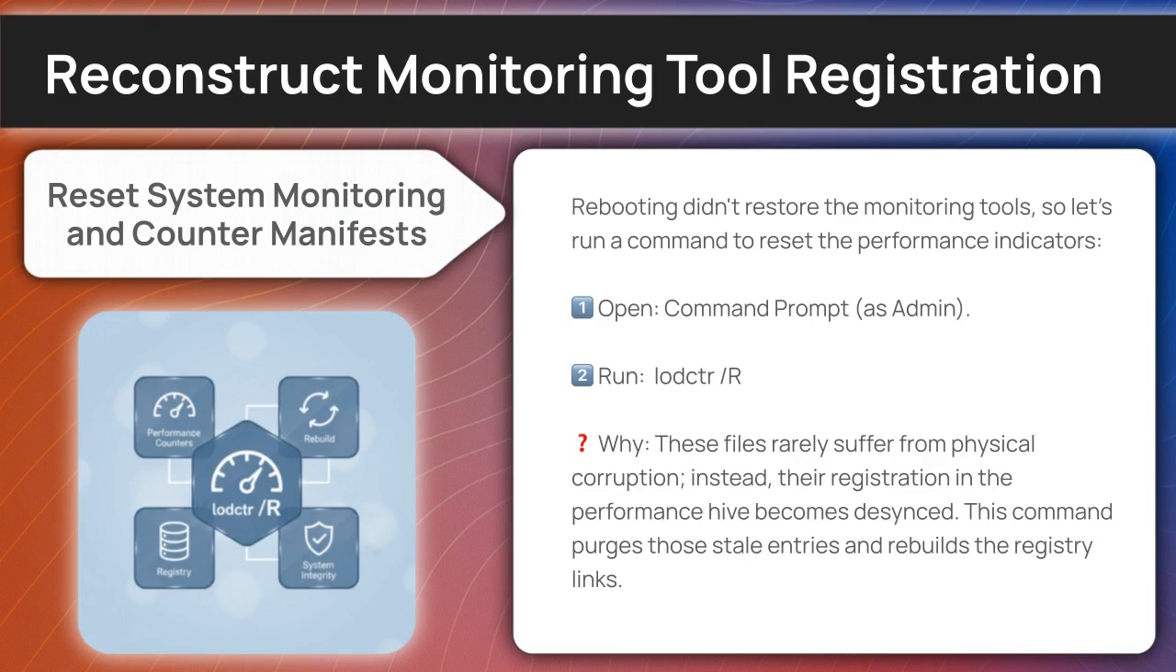Rebooting didn't restore the monitoring tools, so let's run a command to reset the performance indicators. First, open command prompt as admin. Second, you're going to type lodctr /R, then hit enter. Why are we doing this? Well, these files rarely suffer from physical corruption. Instead, their registration in the performance hive becomes desynced. This command purges those stale entries and rebuilds the registry links.